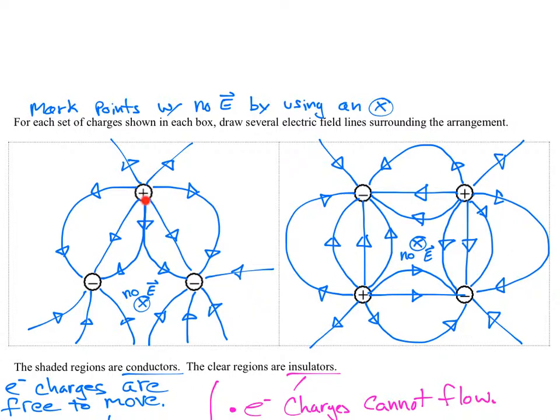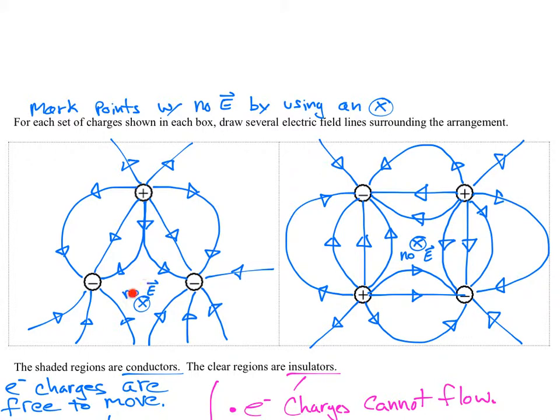If you had a positive test charge right here, it would move down. It would either curve to the right or curve to the left. If it did just move straight down and go through this region, it would end up back here and then it would oscillate back and forth. That would have to be a very special situation, but it is possible.